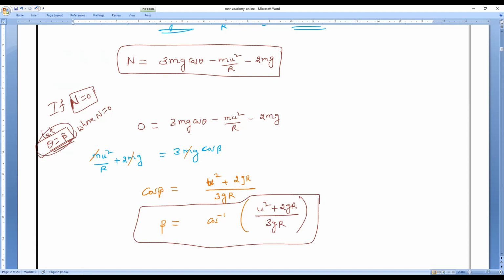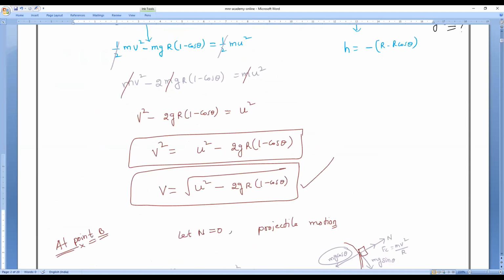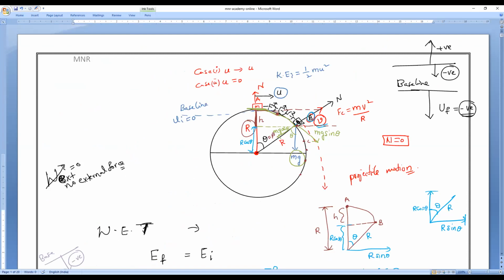What angle has the normal become 0? You have to use this formula for calculating the angle where normal becomes 0. If you want to find it, this is the case. So these are the three formulas when the body is already traveling with some initial velocity u. Clear, everyone? All of you? Please respond.